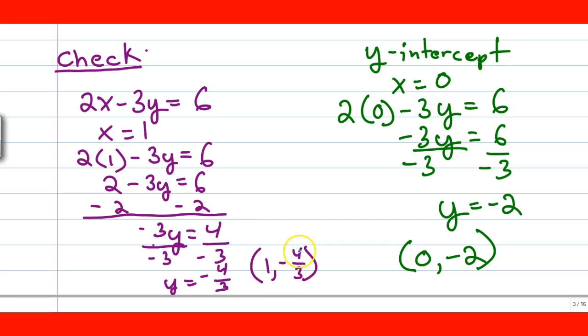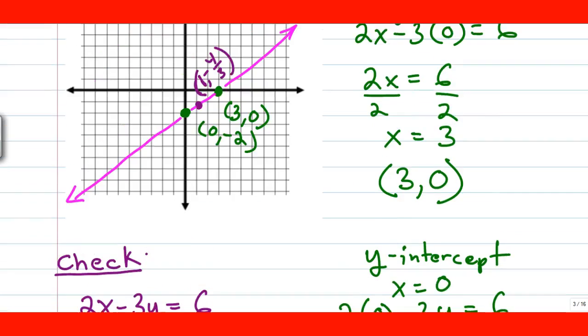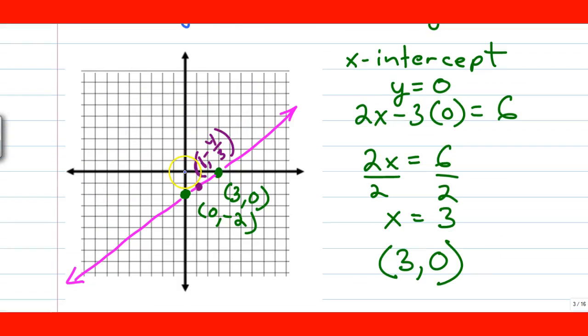So (1, -4/3). I'm going to come over here and see if that graphs onto my line. So I come out 1, and I come out 1 1/3, and that point's going to land right on my line. So my line is correct, so I can move on to my next problem.